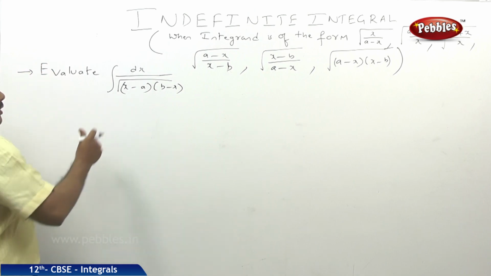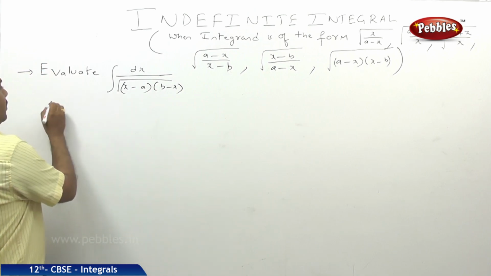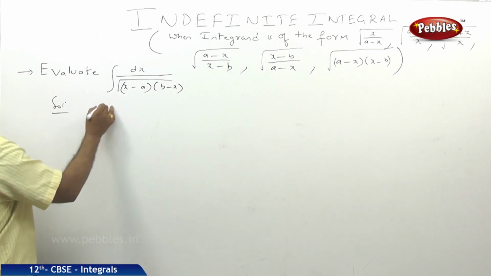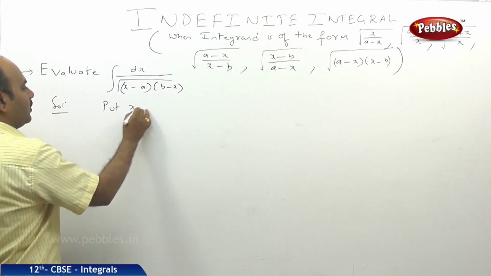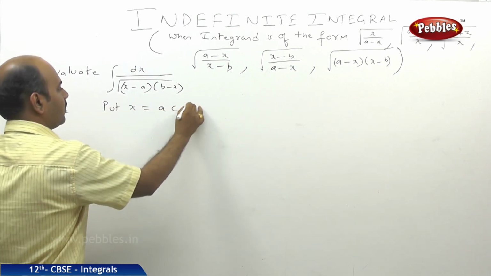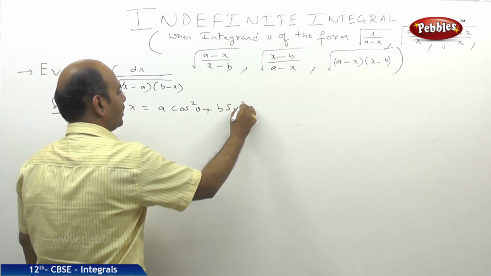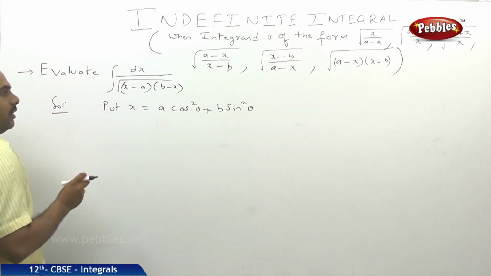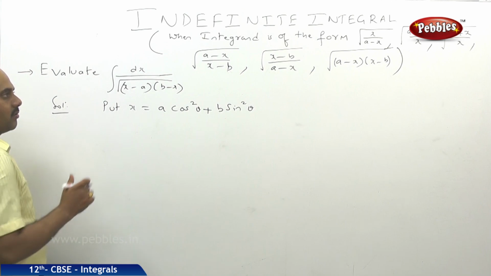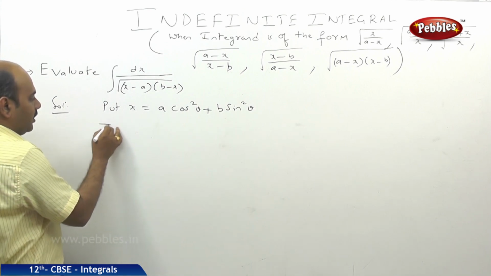So whenever this kind of problem comes, what I will be doing is I will put x is equal to a cos square theta plus b sin square theta. Now what happens after this?